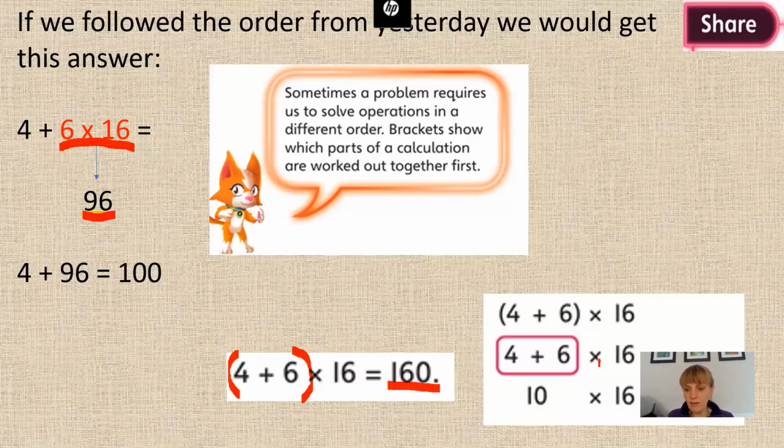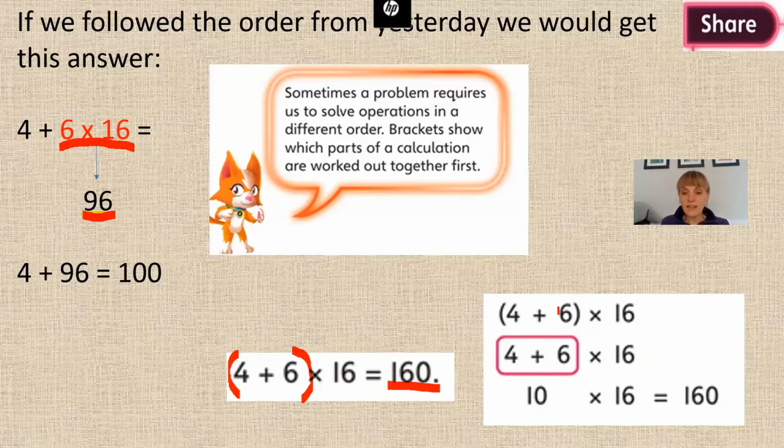Here's another way down here of showing it. See if I can move myself out of the way. So we've done 4 add 6 first, which gave us 10, and then we've multiplied by 16. So in fact, her first answer of 160 was correct. That's how many tyres she's got to fix and check today, but we needed to have some brackets in her calculation.